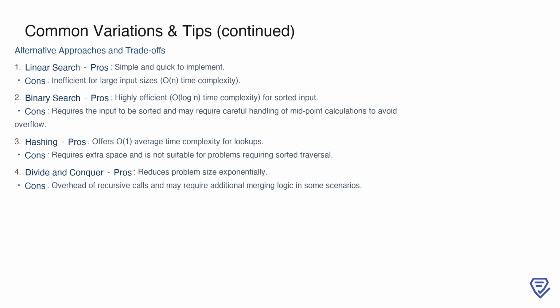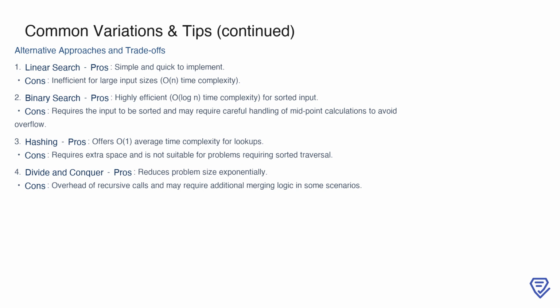Linear search is a straightforward method that's quick and easy to implement. However, it becomes inefficient for larger input sizes due to its O(n) time complexity. Binary search, on the other hand, is highly efficient with O(log n) time complexity, but it requires the input to be sorted and needs careful handling of midpoint calculations to avoid overflow in some implementations.